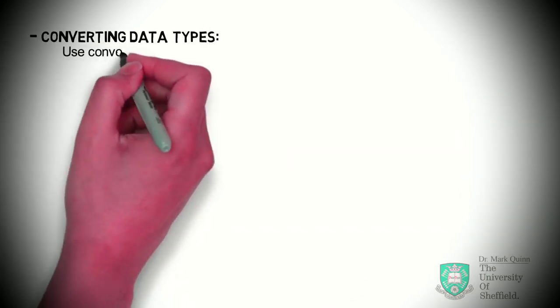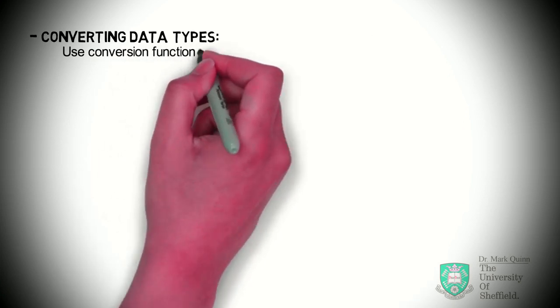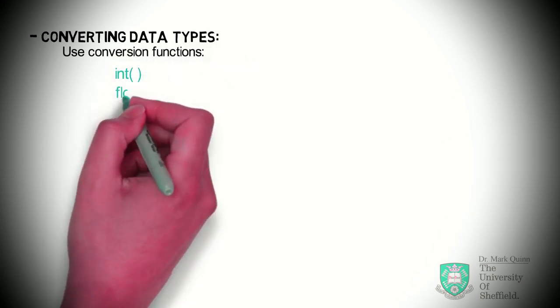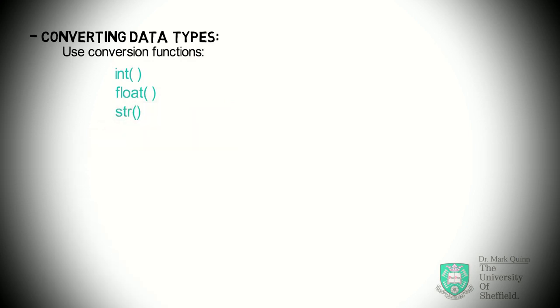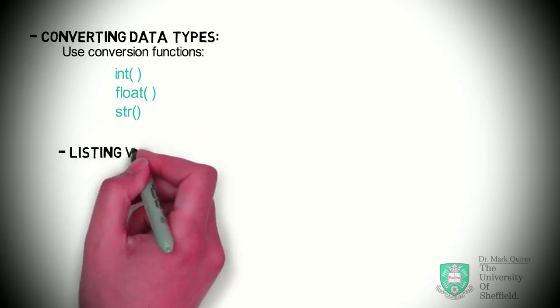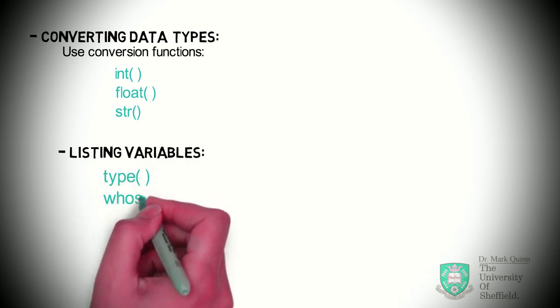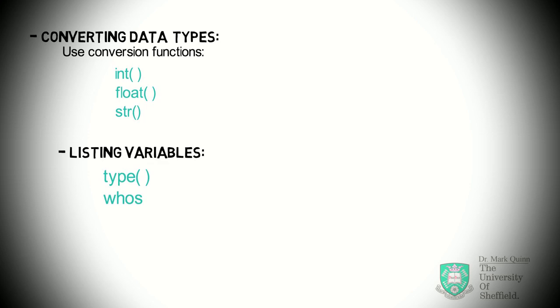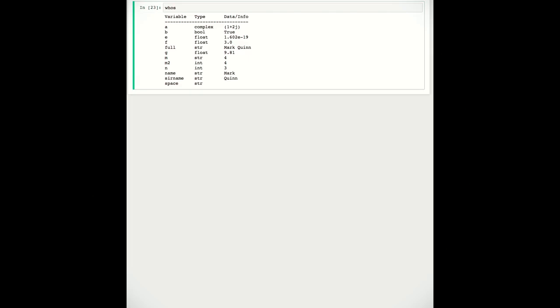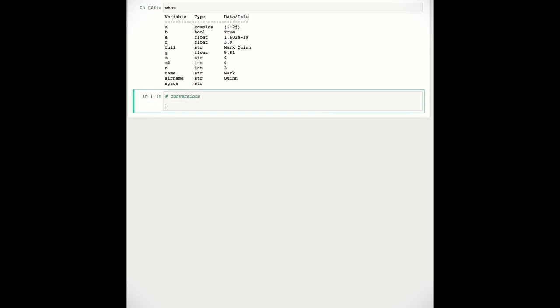It is very easy to convert data types from one type to another. In Python, we've got 3 basic functions, int, float, and string, to do precisely that. We can also list what variables we have by stating the type of the variable, and as we've seen earlier, what variables we have stored in memory using whos. So a whos example again shows us the full number of data types stored in memory. Here we can see there's a collection of strings, integers, floats, a Boolean, and even a complex number.